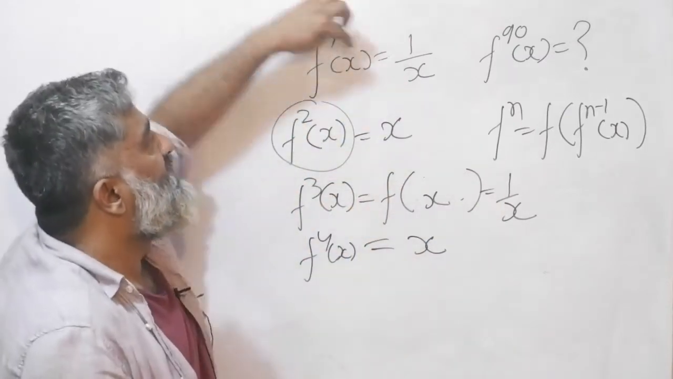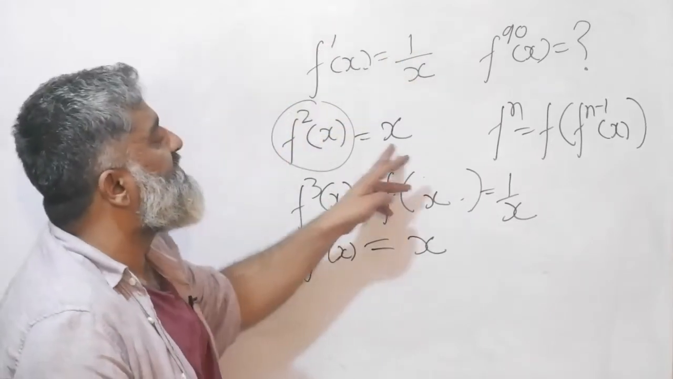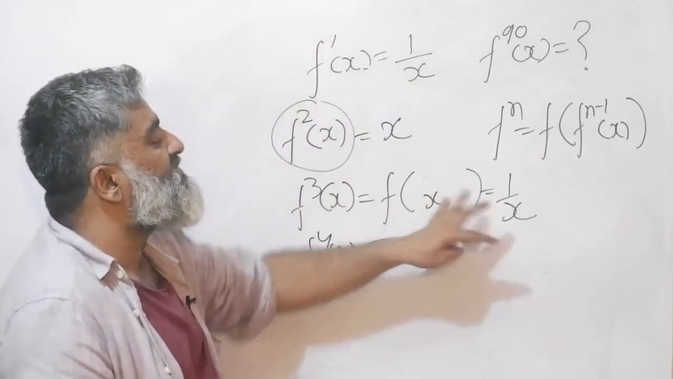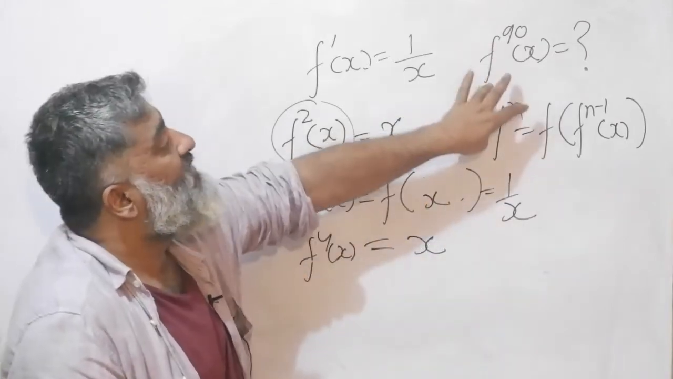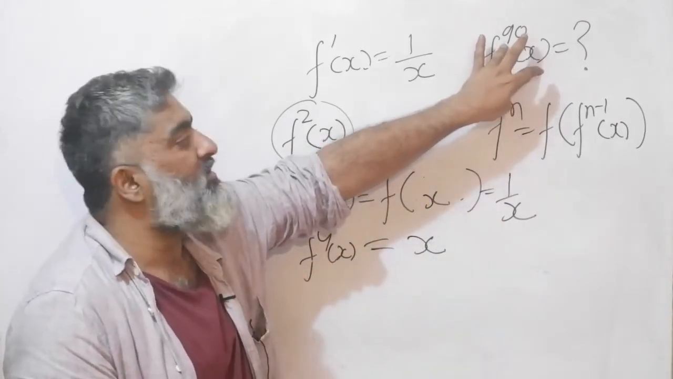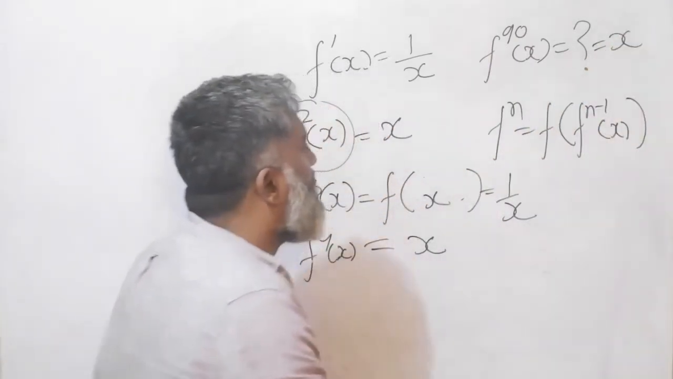And now I observe 1 is an odd number, I'm getting a 1 by x. 2 is an even number, I'm getting an x. 3 is an odd number, I'm getting a 1 by x. 4 is an even number, I'm getting an x. I want f90, which is an even number. So my final answer is just going to be x.